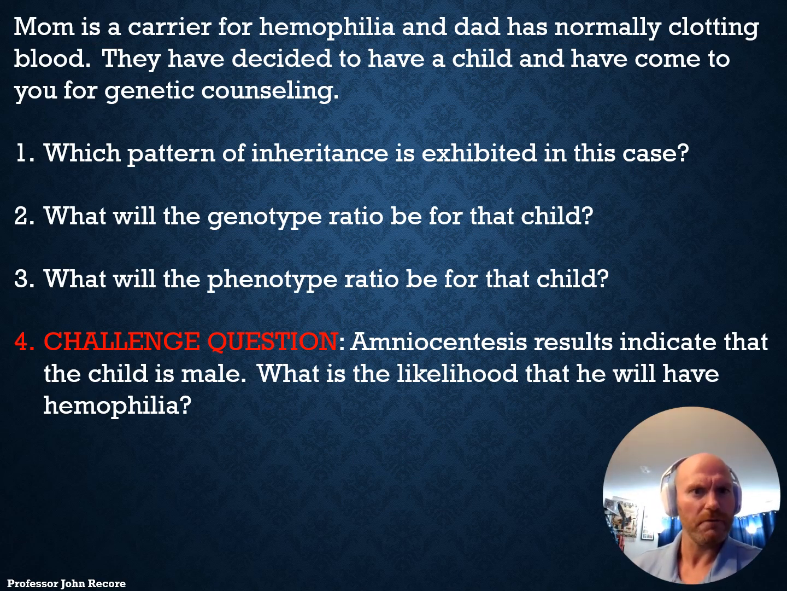Okay, plowing forward. Mom is a carrier for hemophilia, and dad has normally clotting blood. They've decided to have a child, and they've come to you for genetic counseling. First, which pattern of inheritance is going to be exhibited in this case?